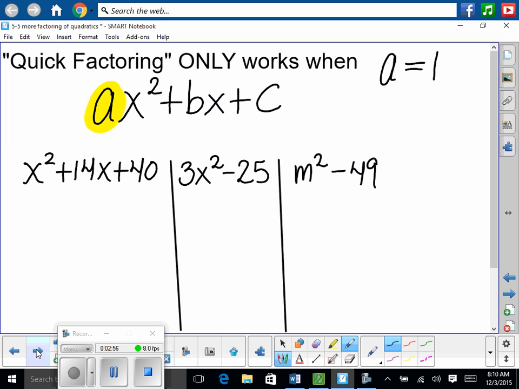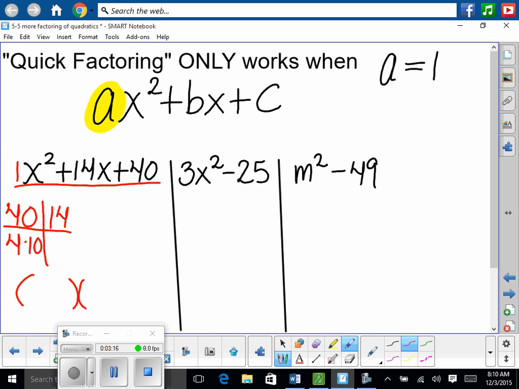So I want you to look with me, really quick, everybody. Can we quick factor this one? Yes, so let's do it. What multiplies to be A times C, so it multiplies to be 40 and adds up to be 14? 4 and 10, right? And they were both positive? Yes. So since A was equal to 1, it's going to factor to be a binomial with x and positive 4, and x with positive 10. And we're done. Way quicker, right?